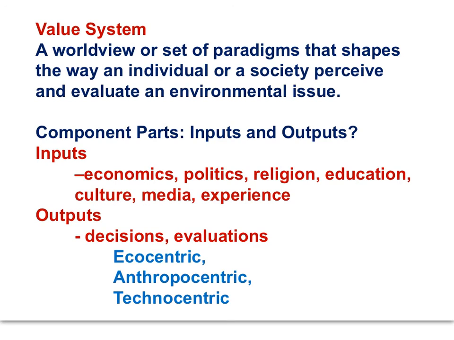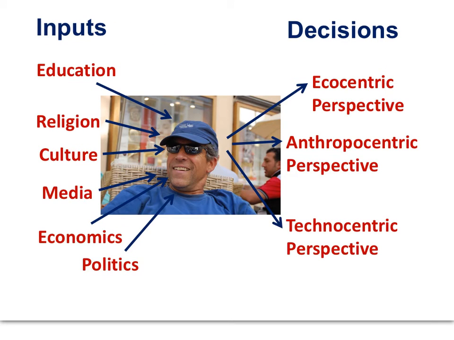Societal systems include environmental value systems, a worldview or a set of paradigms that shapes the way an individual or a society perceives and evaluates an environmental issue. You've seen this before. The inputs of an environmental value system would be economics, politics, religion, education, culture, media, and experience, while the outputs are decisions and evaluations that have a spectrum of responses. You can see the inputs and the outputs as decisions of an environmental value system.